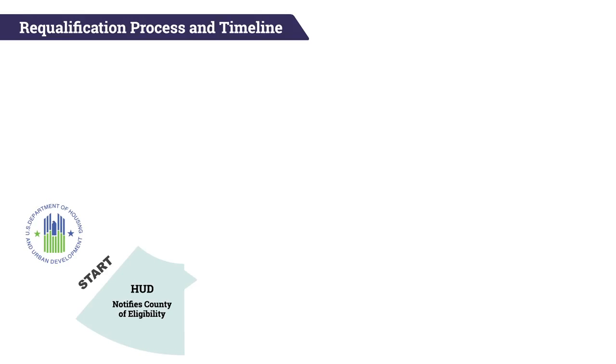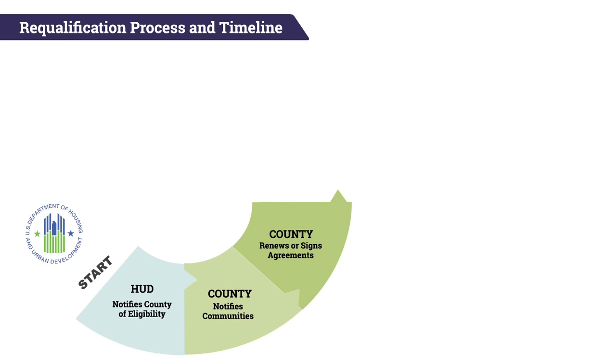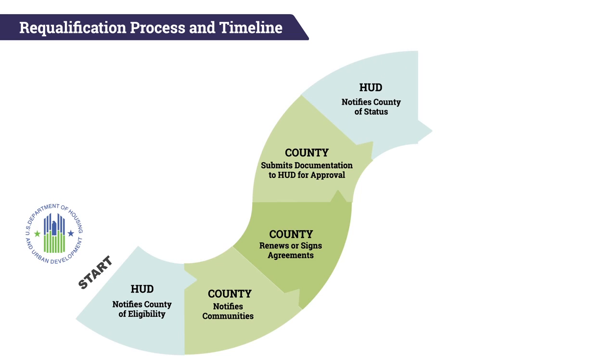The basic steps to re-qualify as an urban county are: HUD notifies the county it's eligible for re-qualification. The county determines which communities will and will not participate in the urban county. The county renews or signs agreements with those that join the urban county. The county submits documentation to HUD for approval, and HUD notifies the county of its status. There are specific dates by which eligible counties must complete each step. Annually, HUD releases a CPD notice with the specific deadline dates an urban county grantee must meet in order to remain compliant. The exact dates change from year to year, but in general, here is what the timeline looks like.